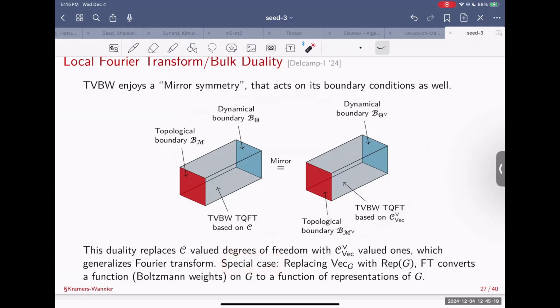A special case is that if we start with Vec_G, so we are talking about the Ising model with G global symmetry, then this duality exchanges Vec_G with Rep G. So now we're talking about an Ising model whose local degrees of freedom are given by representations of G as opposed to elements of G. And of course, we can still call these local Fourier transformations because in the original theory, our Boltzmann weights are functions on the group G, and the analog of Fourier transform for a non-abelian finite group changes a function on G to a function of representations of G, meaning that exchanging these two is analogous to doing a Fourier transform.